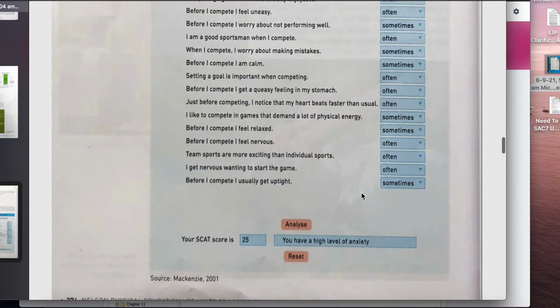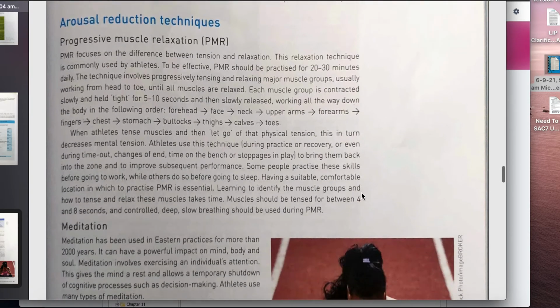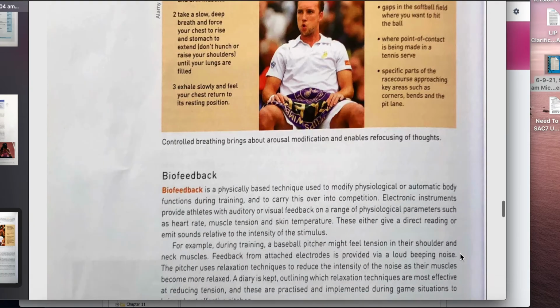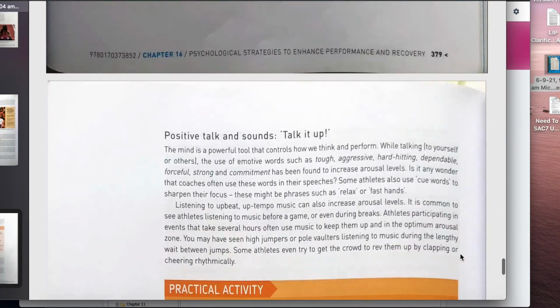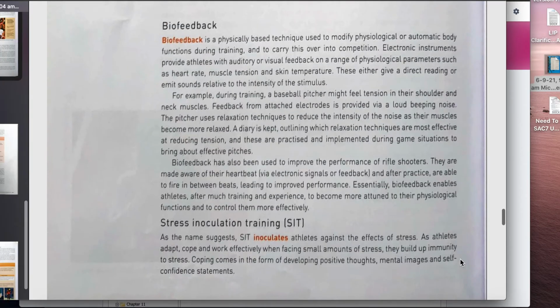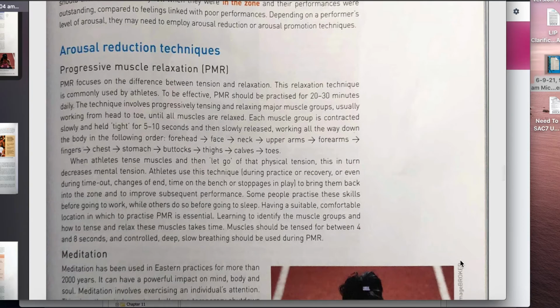I am not going to spend time in this video reading to you every single one of these techniques, but you can see on page 377 onwards, 378, 379, and 380 that there are a range of different techniques. Let me speak quickly to a couple of them and expand on one or two.